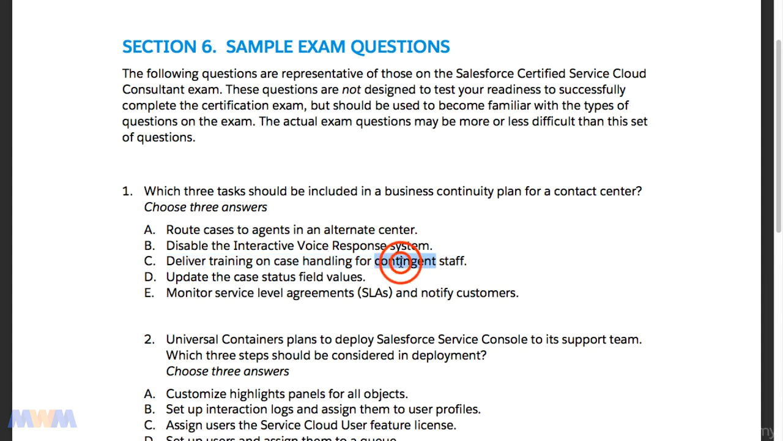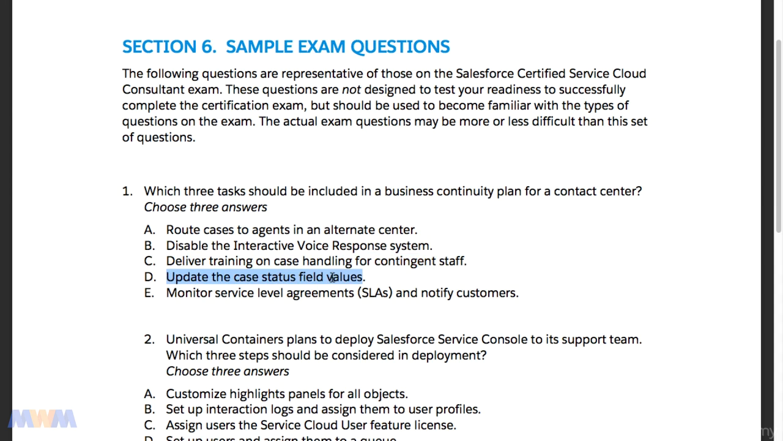C, and this is a proactive step you can do, is you can deliver training on case handling for contingent staff. Contingent staff would be people that are trained in handling cases in case something goes wrong. This has to do with cross-training, enhancing the skills of your reps or your support staff or other people so that in a bind they can help with your business continuity if things go wrong. So C is a correct answer.